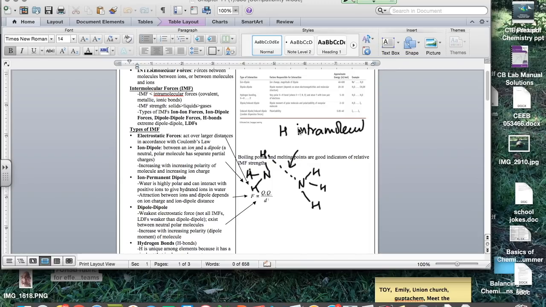So hydrogen bond is the intermolecular bond that's formed when hydrogen is intramolecularly bonded to N, O, or F. So there needs to be an intramolecular, or covalent, bond between hydrogen and N, O, or F. And then the intermolecular bond that happens is called hydrogen bond. And the strengths are given in decreasing order, so you can see it there.